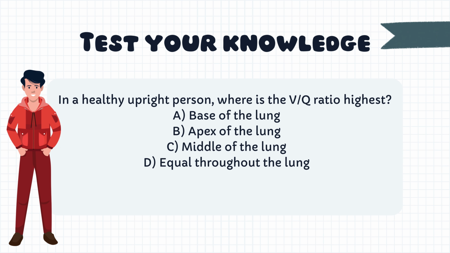Here is a quick question to test your knowledge. In a healthy upright person, where is the V/Q ratio highest? A. Base of the lung. B. Apex of the lung. C. Middle of the lung. D. Equal throughout the lung.